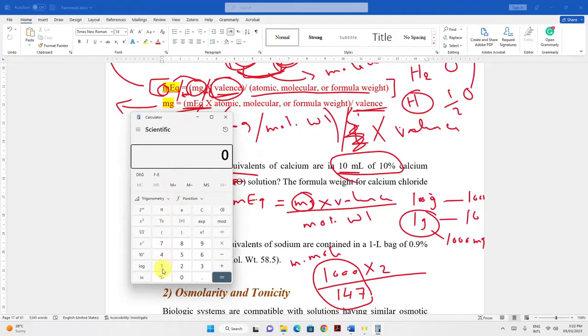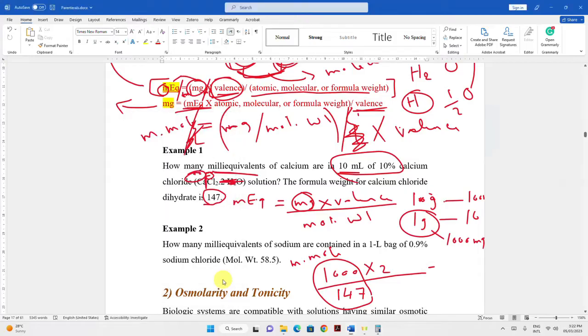Now let's do this with the calculator together. So we have 1000 multiplied into 2 and then divided by 147, and the answer will be 13.6. What? 13.6? It's milli equivalent. So this is the answer. Let's wipe out all these things, so we can do the second example.